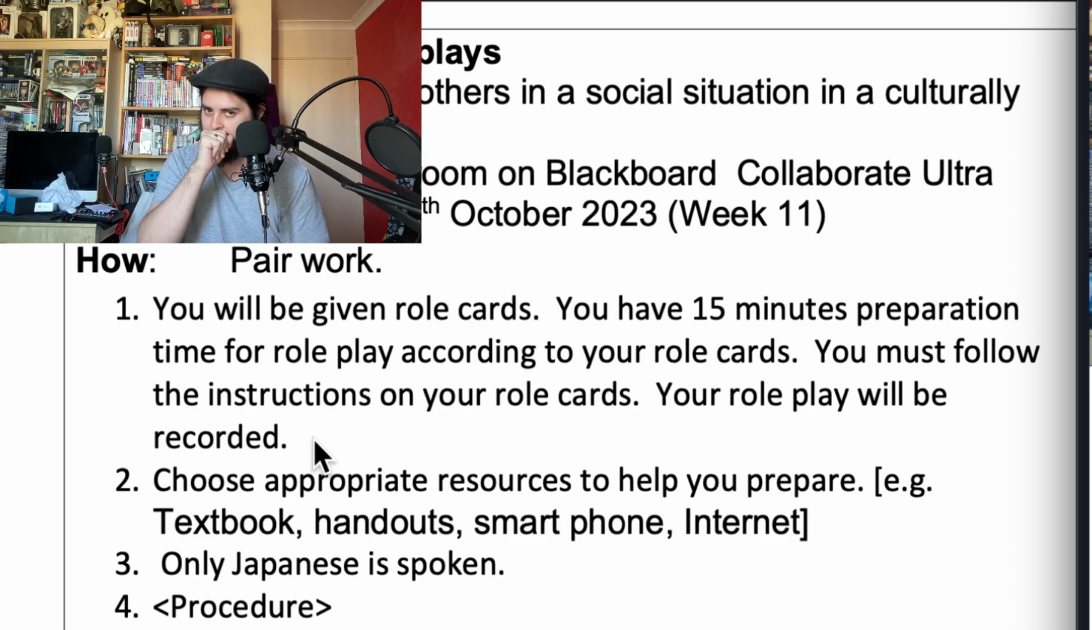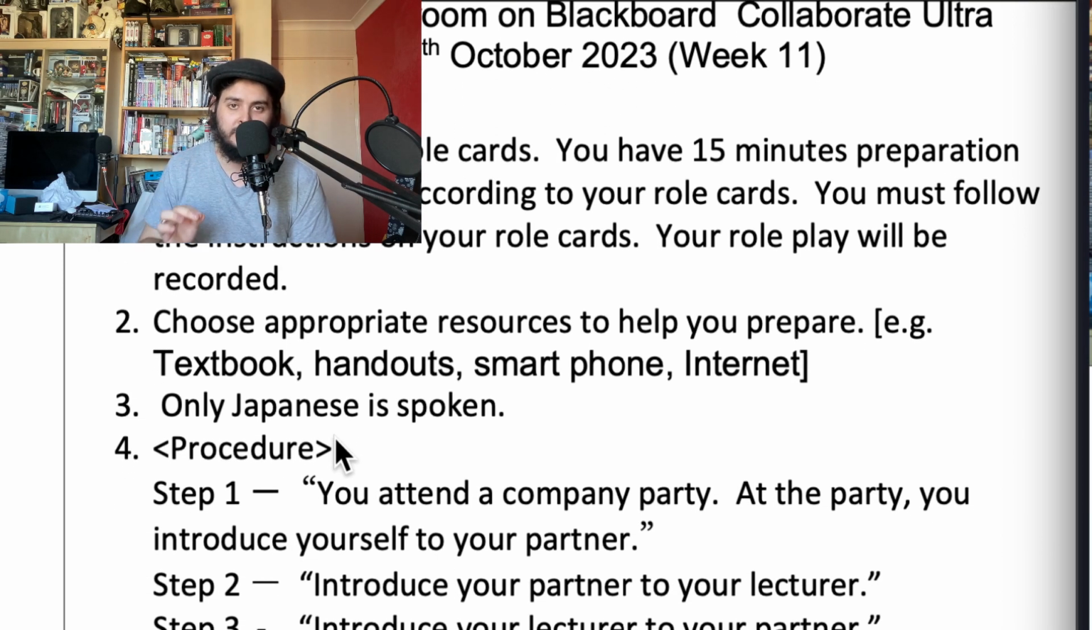So we'll be working as a pair. We will be given role cards. We have 15 minutes preparation time for role play according to your role cards. You must follow instructions on your role cards. Your role play will be recorded. 2. Choose appropriate resources to help you prepare. Example, textbooks, handouts, smartphone, internet. 3rd, only Japanese is spoken. 4. The procedure. Step 1.